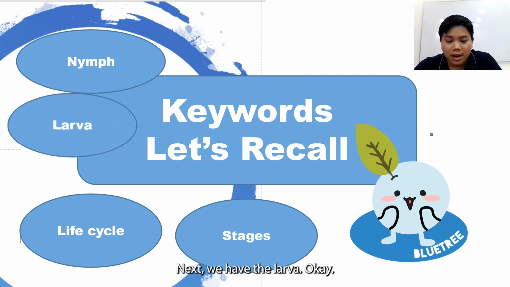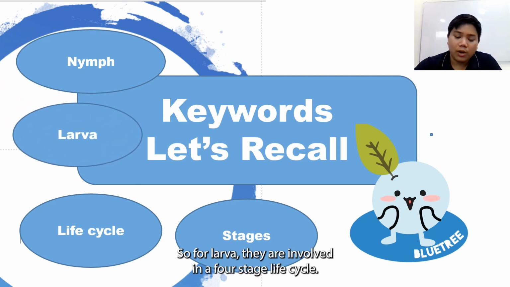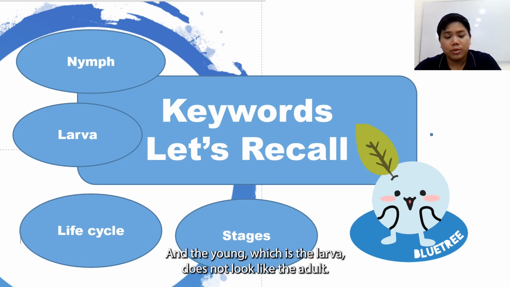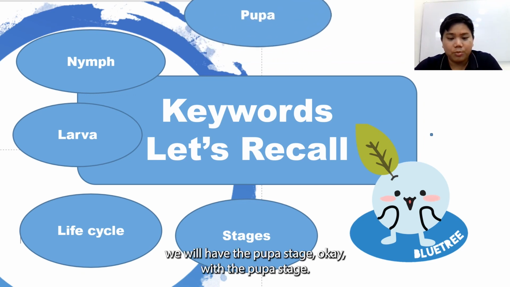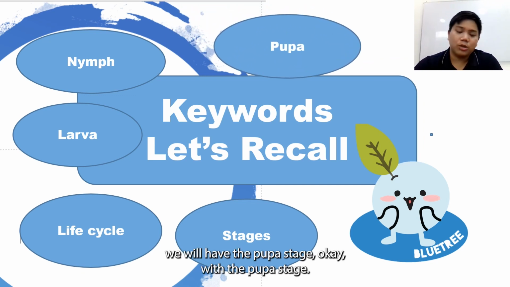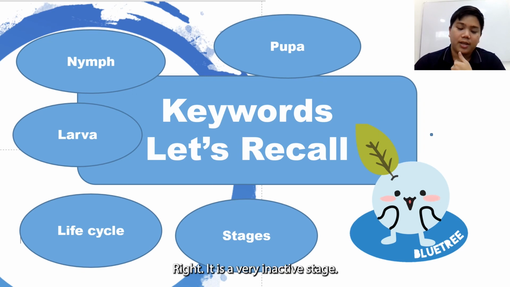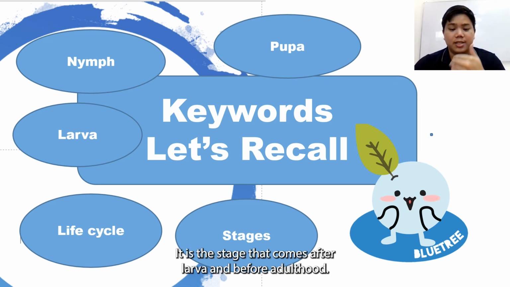Next, we have the larva. They are involved in a 4-stage life cycle. And the young, which is the larva, does not look like the adult. After larva, we will have the pupa stage. The pupa stage is a very inactive stage. It's a stage that comes after larva and before adulthood.